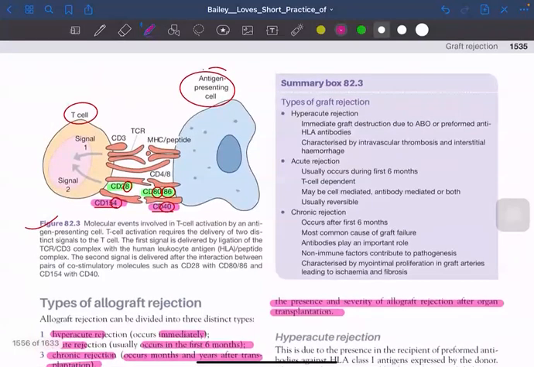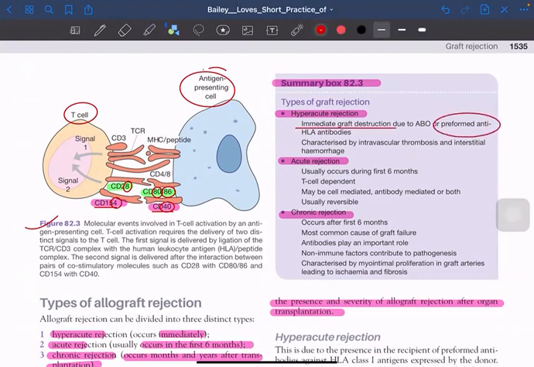Then there is a summary box 82.3, and it is a very important summary box. Almost every point is important. Hyperacute rejection, acute rejection, and chronic rejection. Hyperacute rejection is an immediate graft rejection because of preformed antibodies and is characterized by intravascular thrombosis and interstitial hemorrhage.